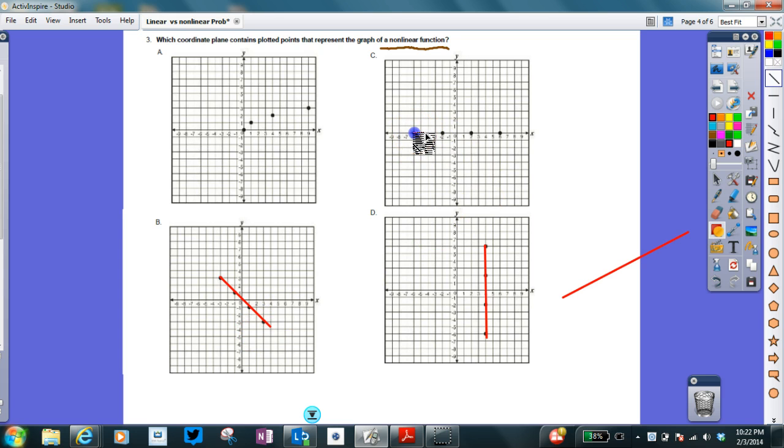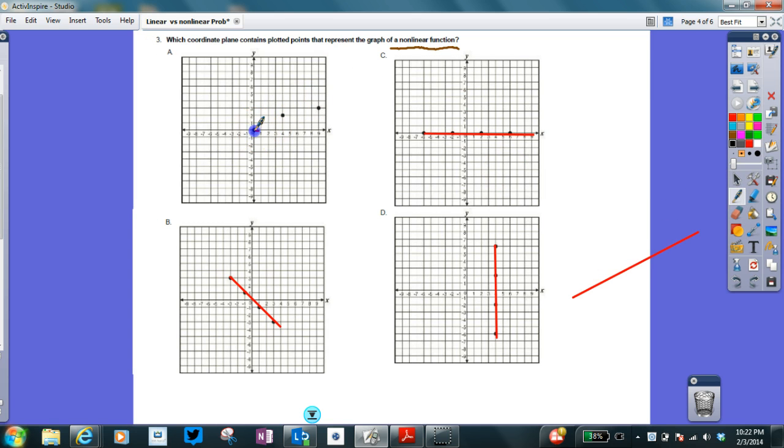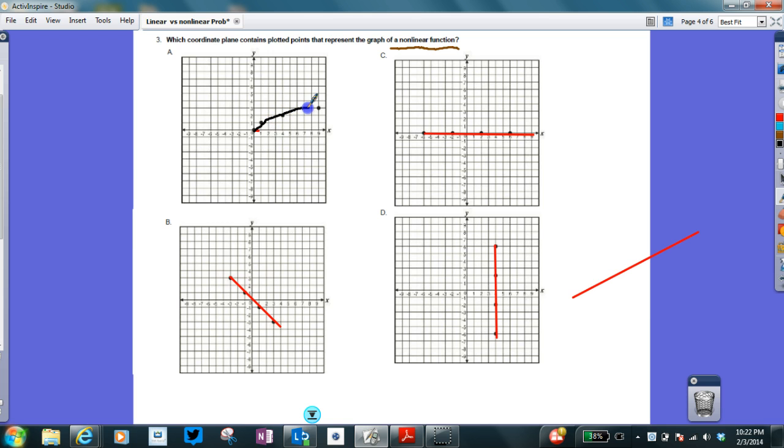When I go to C, connect the points, linear. Now let's look at A. Wait a minute, I can't hit all the points on a straight line. So in that one, I'm actually going to have to make some kind of curved line. So the only one that's definitely a nonlinear function would be, again, A. If you see all the rest of them, you see a pattern. Straight, straight, straight. Curve.